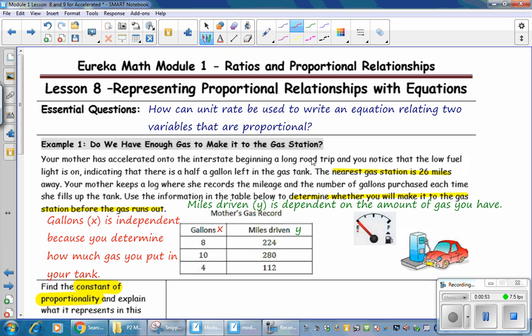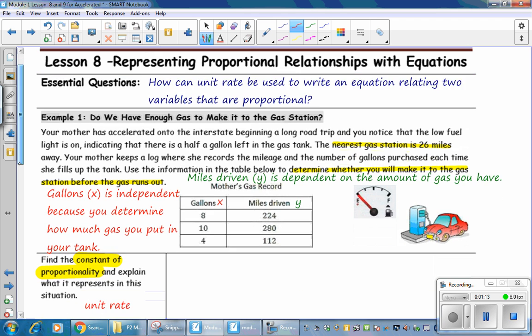So looking at the table, gallons is the X variable, and gallons is independent because you determine how much gas you put in your tank. The miles driven is the Y value, and that is the dependent variable, because miles driven is dependent on the amount of gas you have.